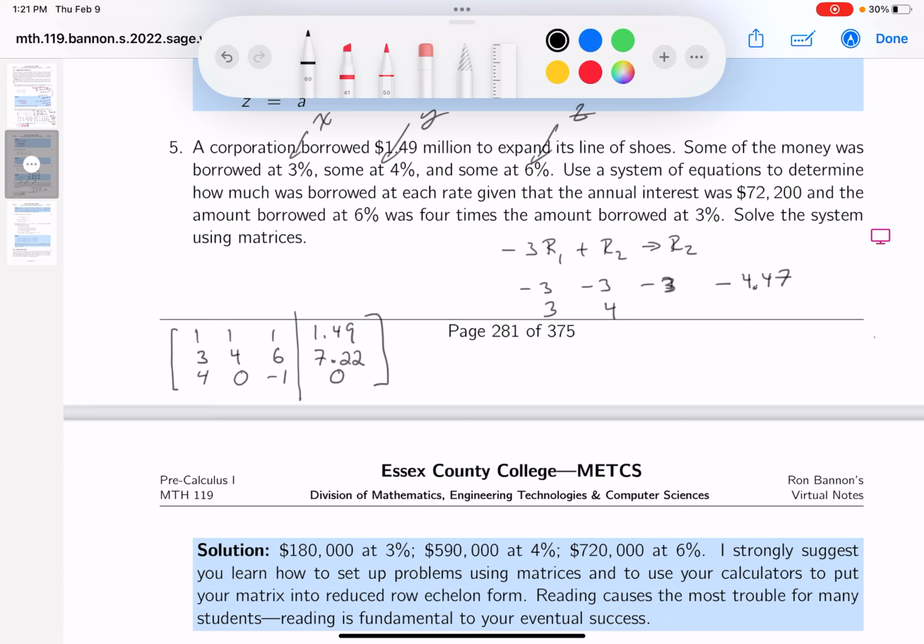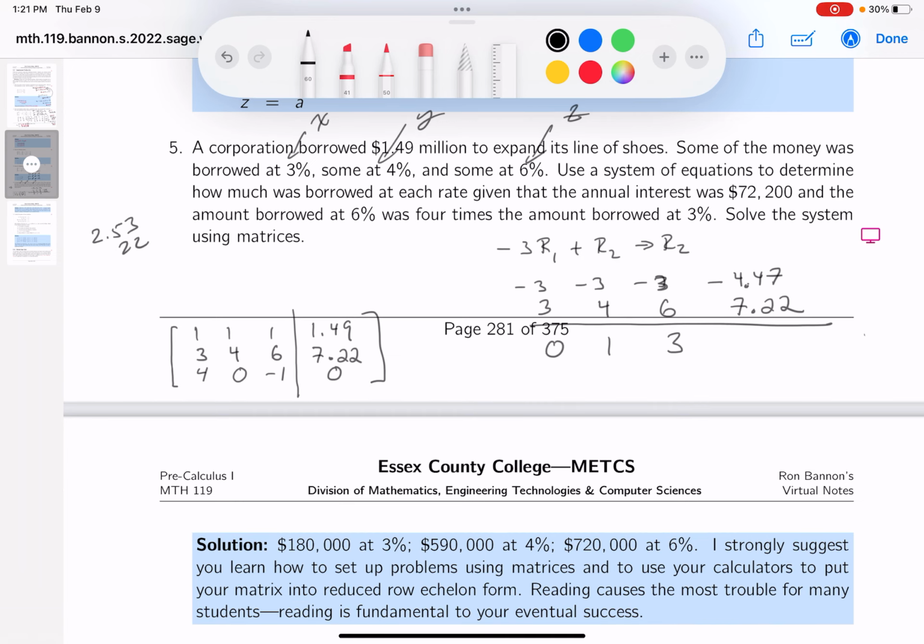4, 6, and 7.22. I'm going to get my line out, add them together. You get 0. This gives you 1. This gives you 3. And I got some work to do here, right? So let's see, 253. I got to do the arithmetic, by the way. 253 and 22, and that would give me 275.